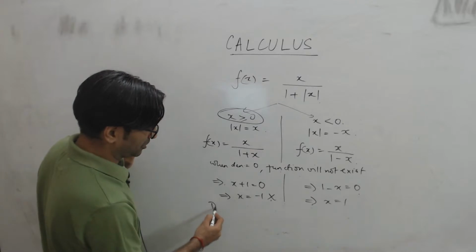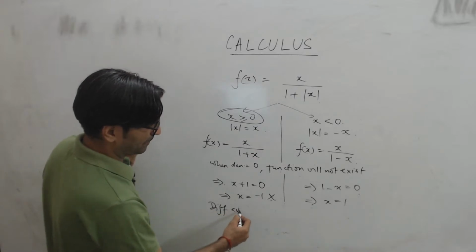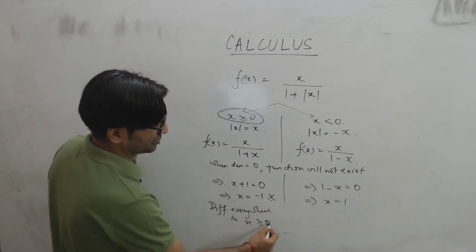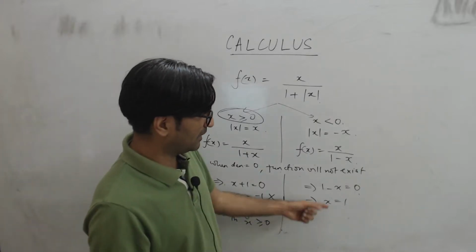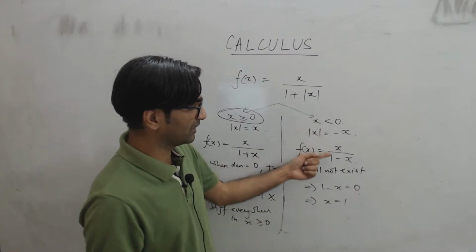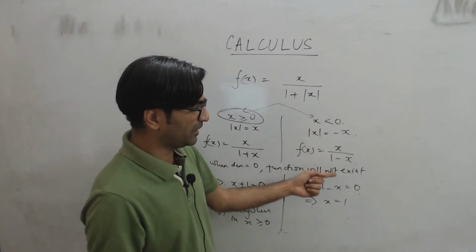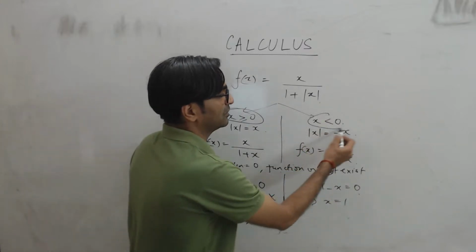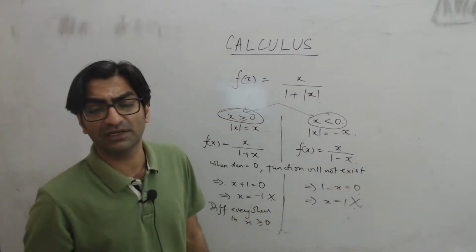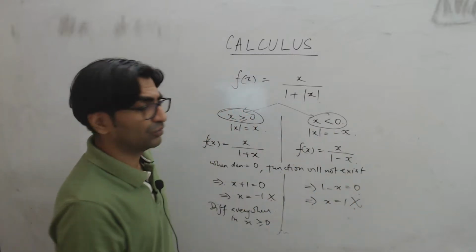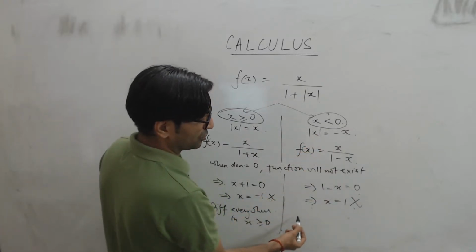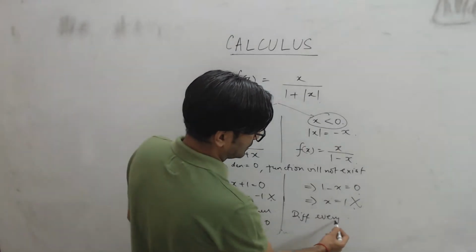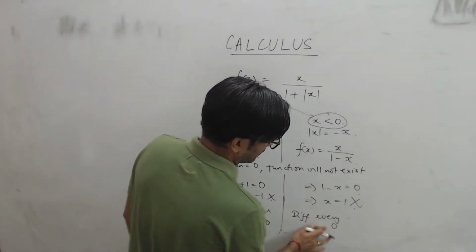So the function is differentiable everywhere in x greater than or equal to 0, right? Similarly, in the second case, when x is negative, the expression being this, the denominator becomes 0 when x is equal to 1. But then x equal to 1 is not a negative value of x. So this value of x will never occur in that domain, which means that the denominator will never become 0. So the function is differentiable everywhere as long as x is negative, right?